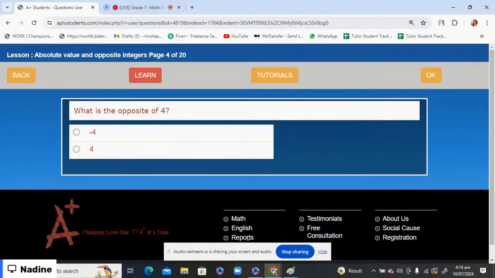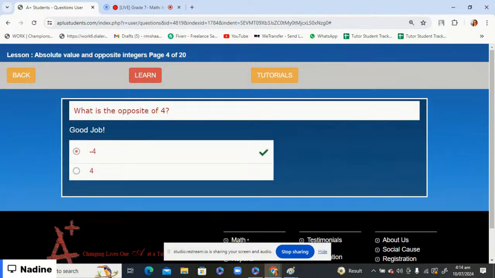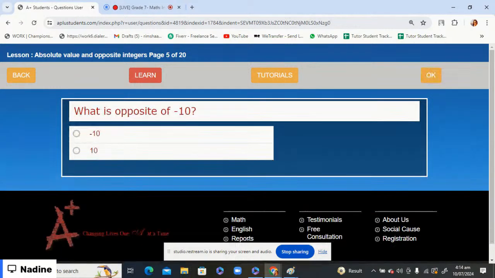And what is the opposite of 4? The opposite of 4 is minus 4. So here we click with this one, okay? Click it carefully. What is the opposite of minus 10?